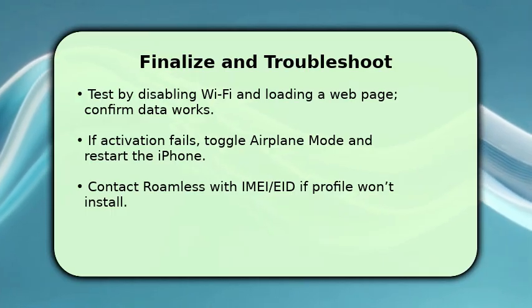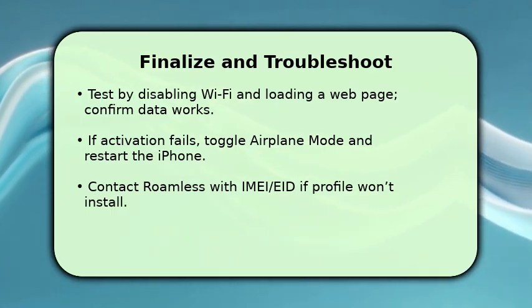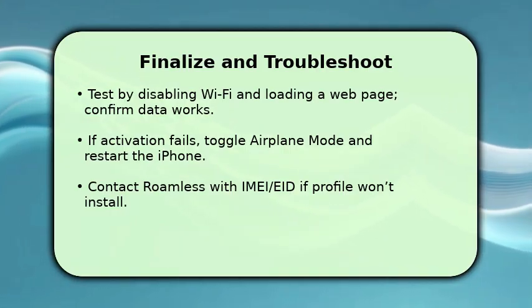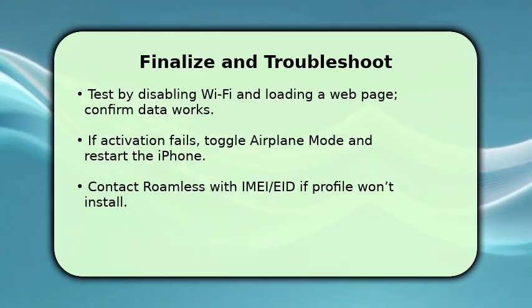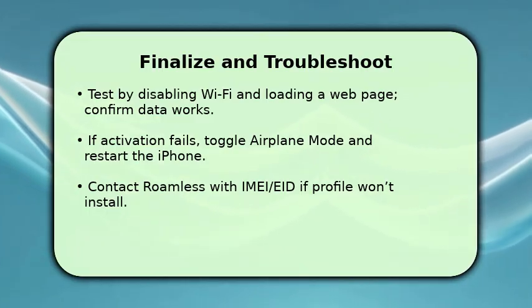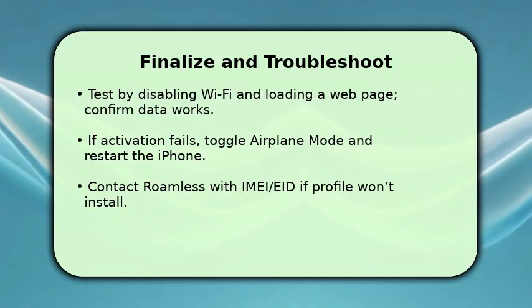If something goes wrong, toggle airplane mode, wait 10 seconds, then restart the phone. This often fixes network registration. If the profile won't install or shows EID/MA errors, contact Roamless support with your device EID and MA. They can reissue the activation or walk you through it.